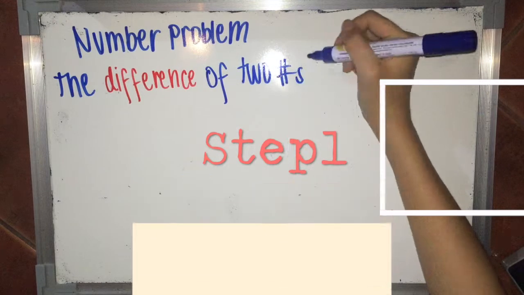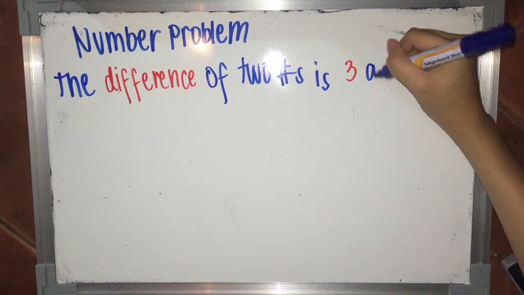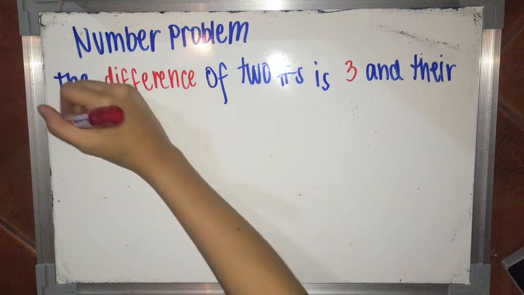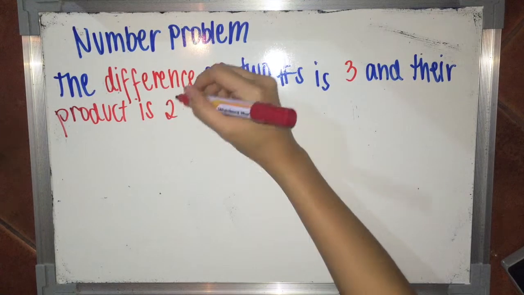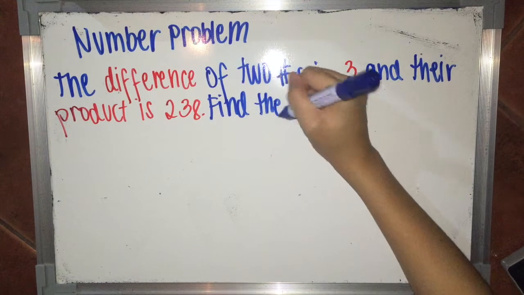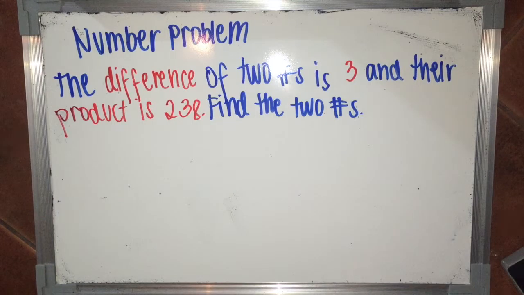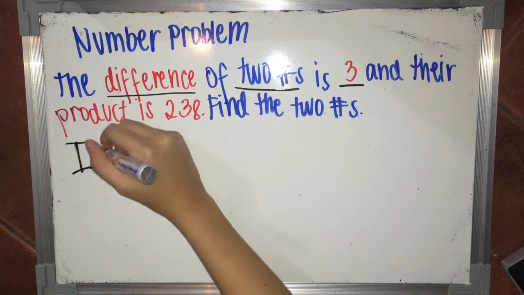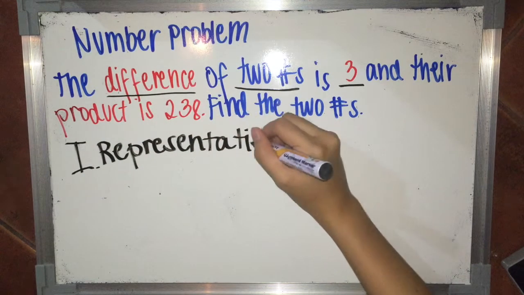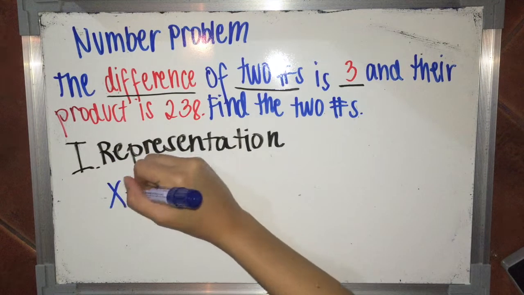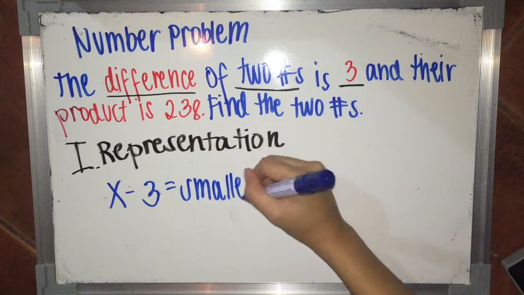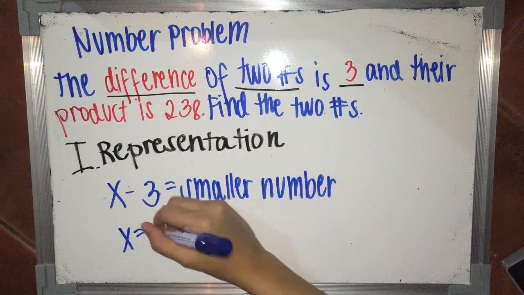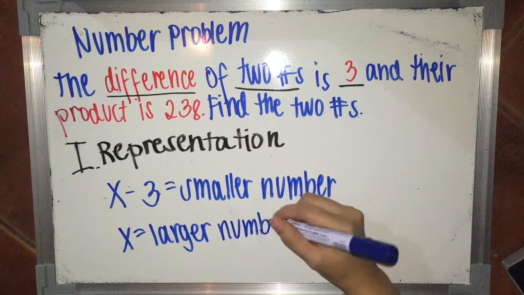Step 1, representation. Since the problem is asking for two numbers which will have a difference of 3 and a product of 238, find the two numbers. Representation: the smaller number would be x minus 3, since we are looking for a difference of 3, and the bigger number would be x.